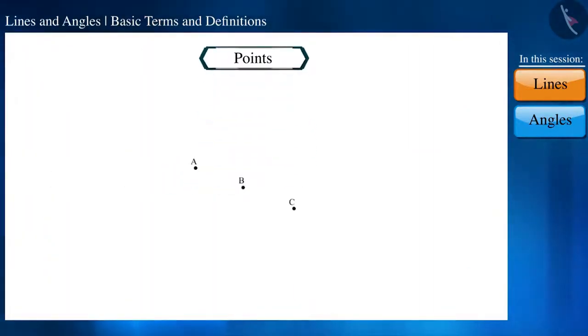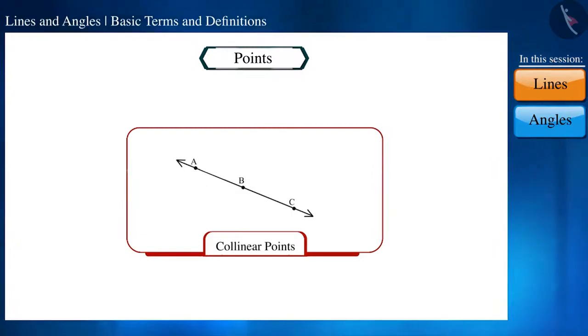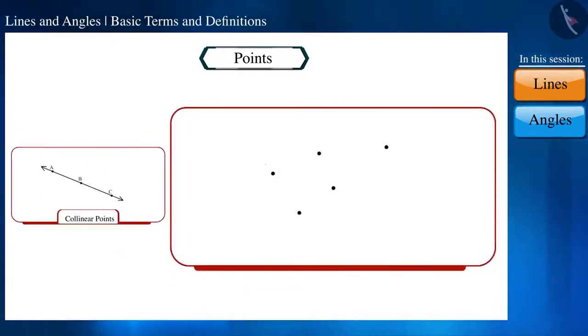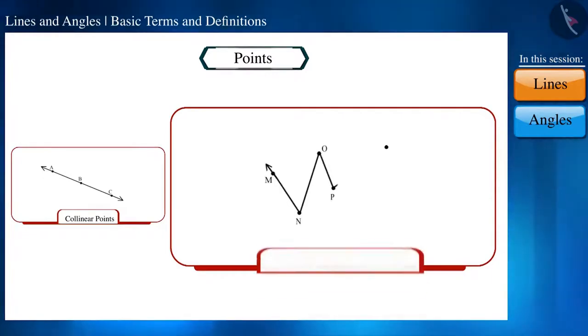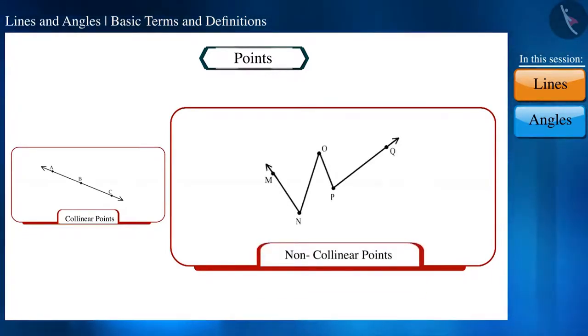Friends, if three or more points are situated on the same line, somewhat like this, then they're called collinear points. If they are not on the same line, they are called non-collinear points.